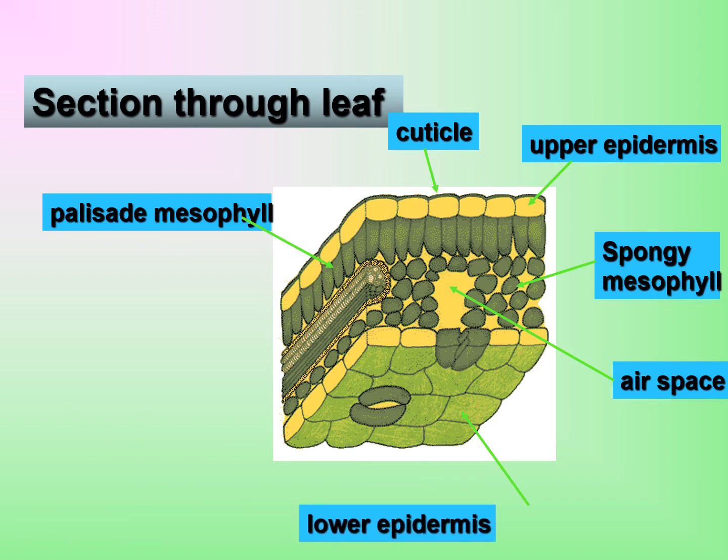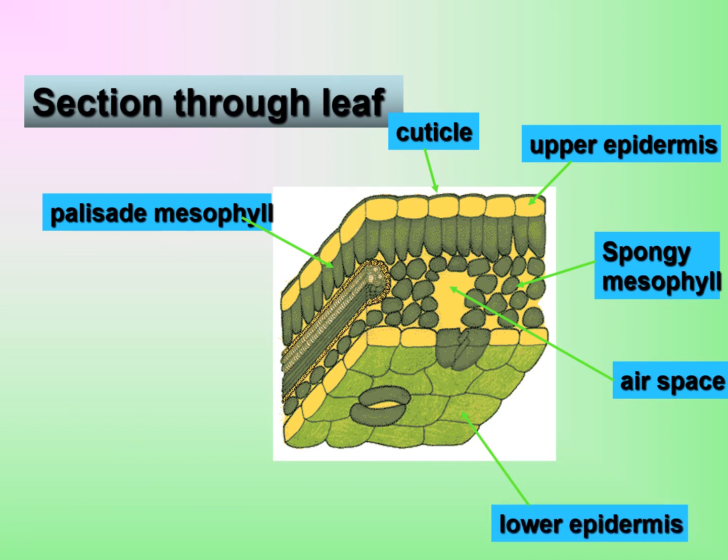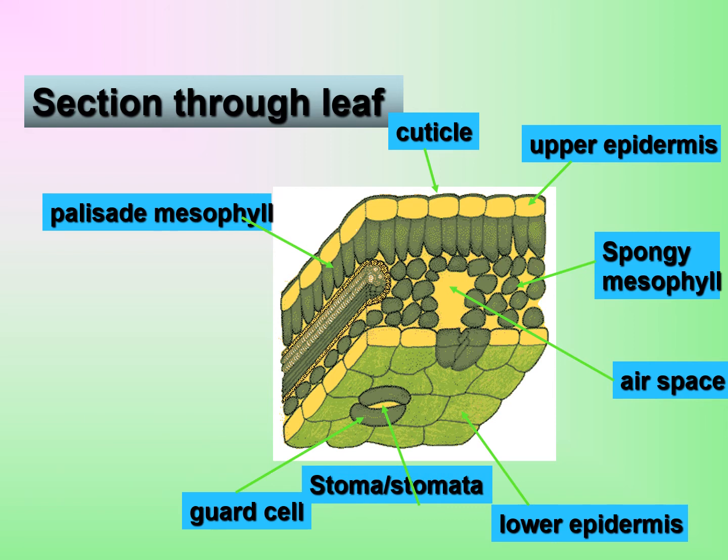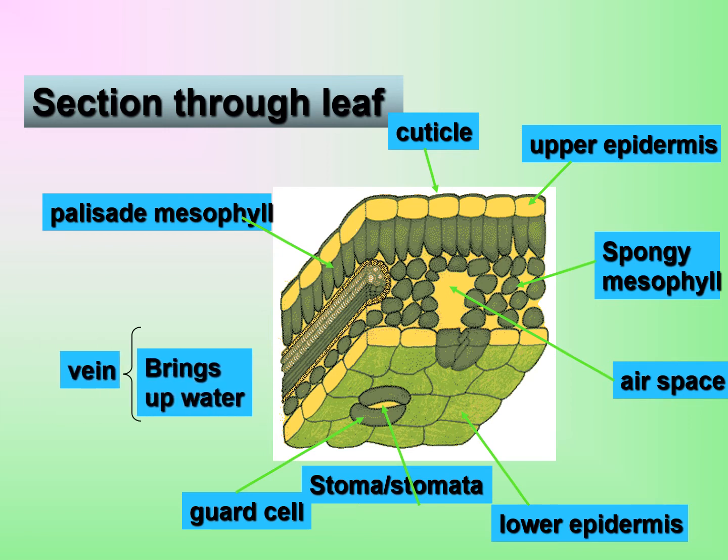And then we have the lower epidermis. The lower epidermis contains guard cells, which also have chloroplasts, and stomata. Now, stoma is singular, stomata is plural, and that's just a pore, just a hole, and that allows gases to enter and to leave. The guard cell can control the size of the stomata, so it can make it bigger or smaller, or actually just close it over.